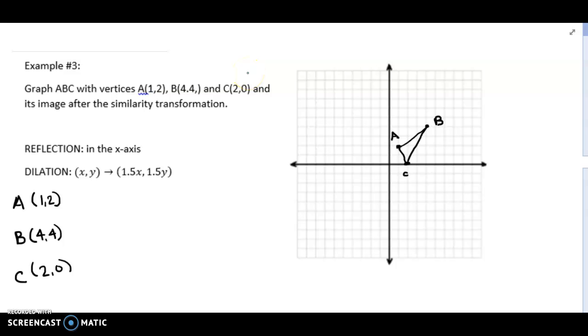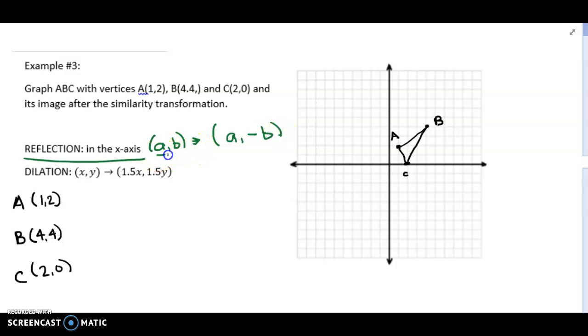All right, let's look at example 3, which you should have these points already written here, and you should have it already plotted. So the first thing we want to do is reflect it over the x-axis. Now I need you to go through and look through your interactive student notebook and find the rules to reflect something over the x-axis.